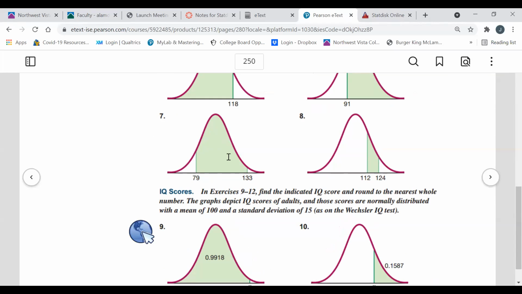So we're going to put P, parentheses, and then we put the smaller number: 79 less than X less than 133. Okay. So this one is an in-between.